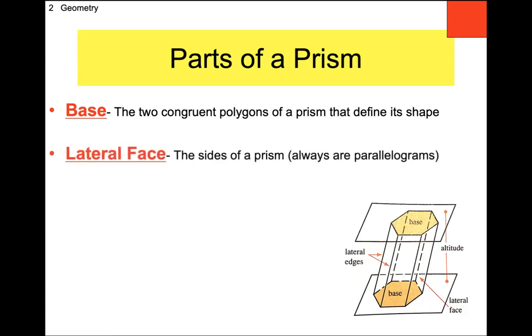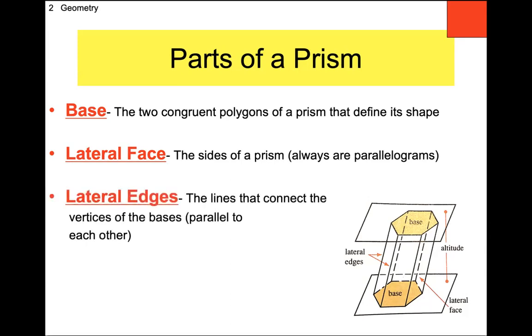Next one. If you think about the sides, the non-shaded portions right there, the sides are always going to be parallelograms. And well, we give them a fancy name. We call them the lateral face. Lateral for side, face for, I don't know, if you think about a person's face, it kind of occupies the same position there. It's not the top of the head, it's not the bottom of the head, it's their face.